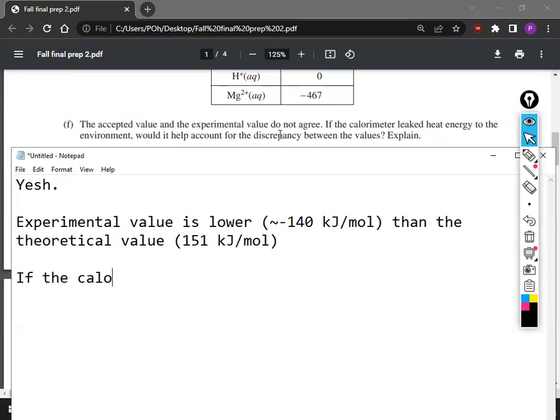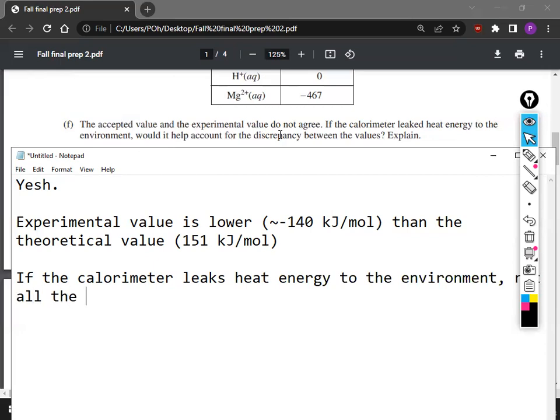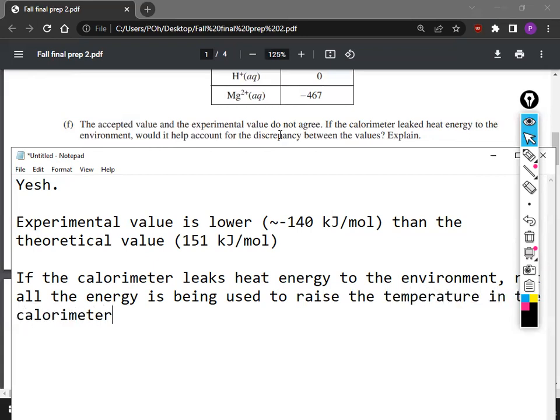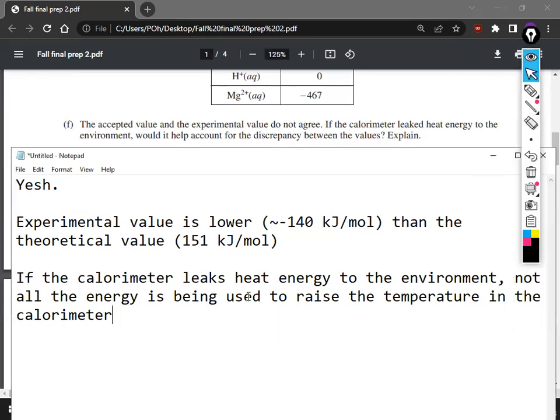Okay, if the calorimeter leaks heat energy to the environment, not all the energy is being used to raise the temperature in the calorimeter. Okay, and then you can finish it off by saying this would explain the discrepancy.